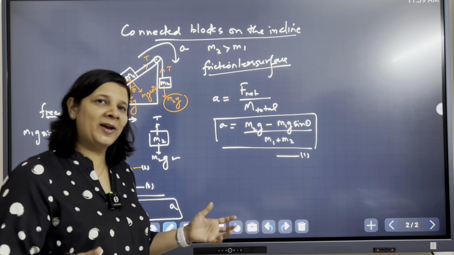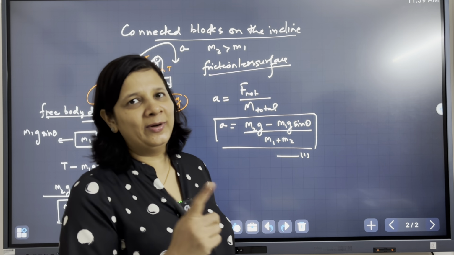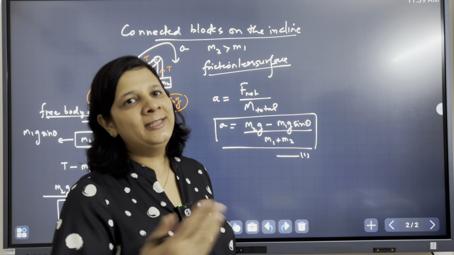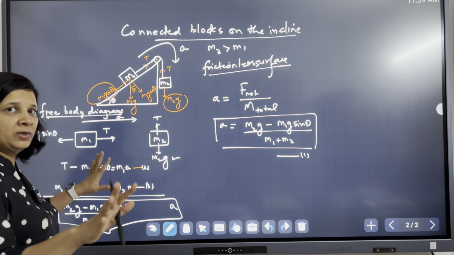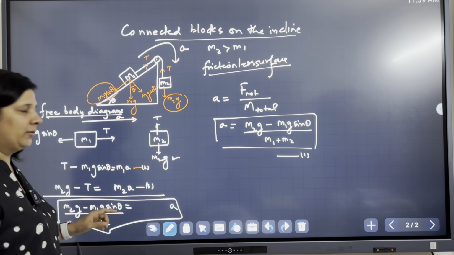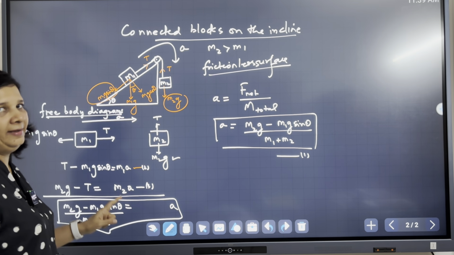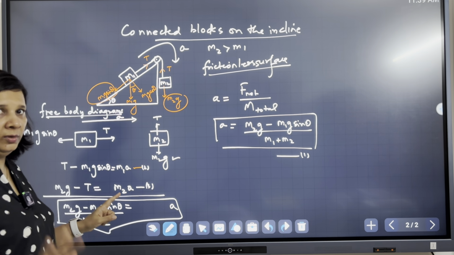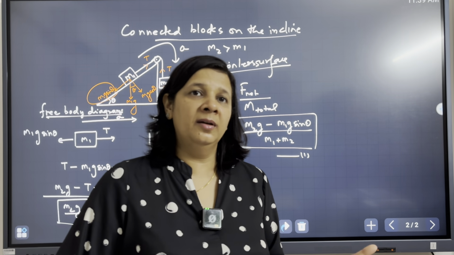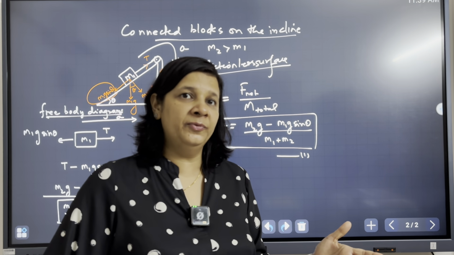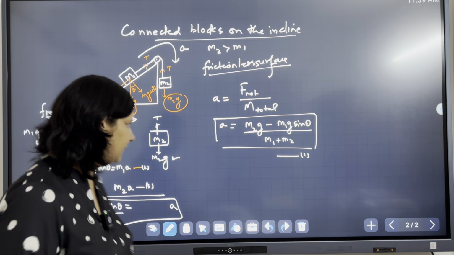Now, once you have calculated the acceleration, you can calculate the tension by putting it in either of the two equations. Again, there are two simultaneous equations, two unknowns you can calculate. The two unknowns are T and a. m1, m2 and theta are known, so theta has to be given to you. You cannot calculate more unknowns if there are more compared to the number of equations.